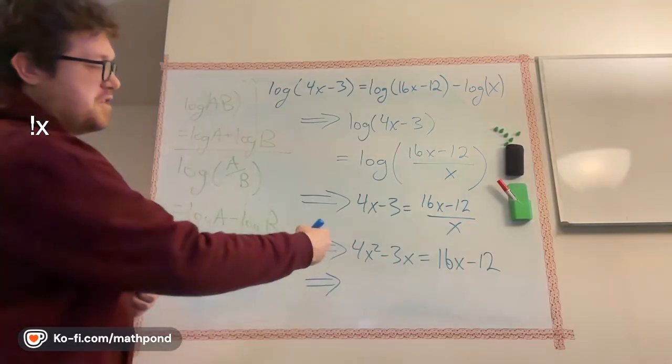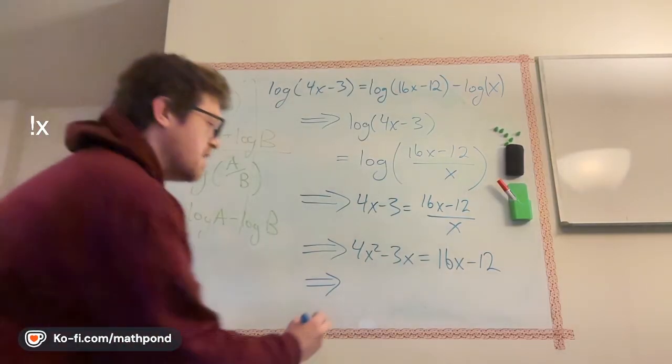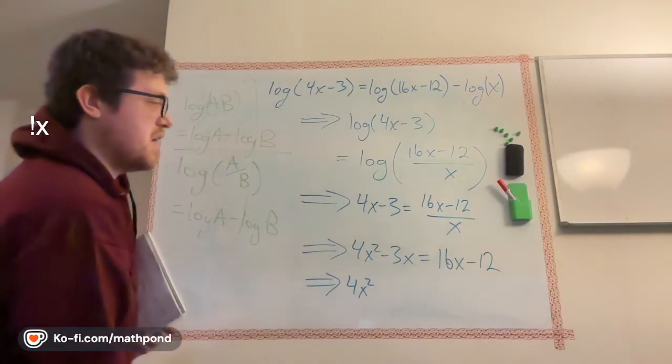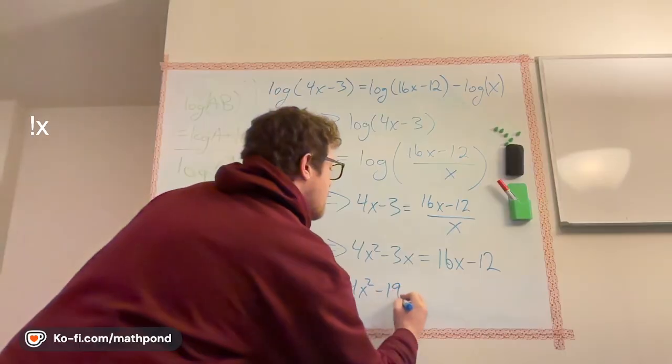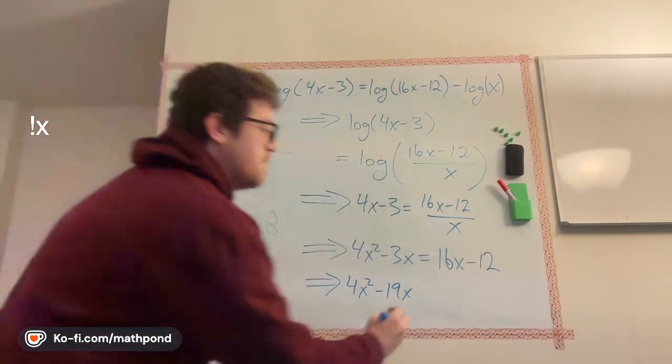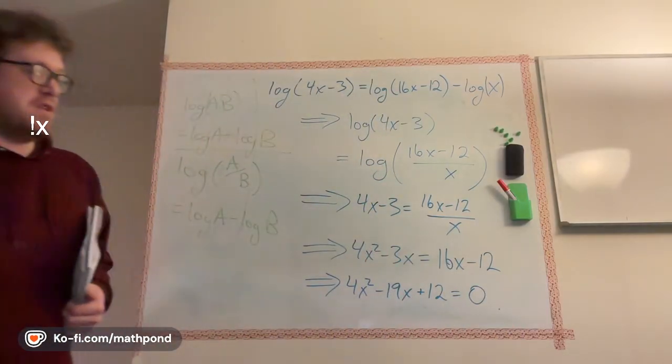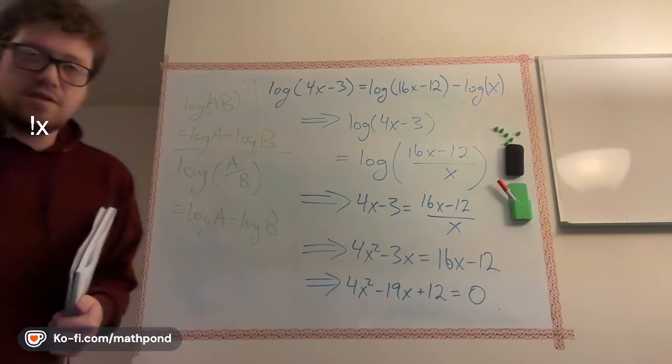Right, and then we can just move everything to one side. So 4x squared minus 19x plus 12 is 0. And then we're just going to use the quadratic equation.